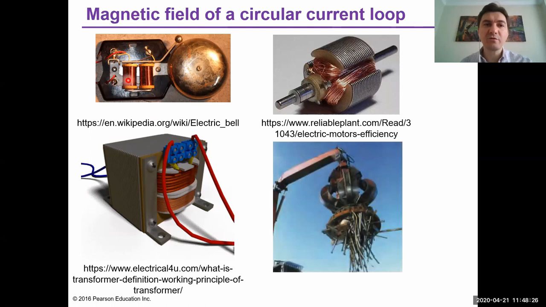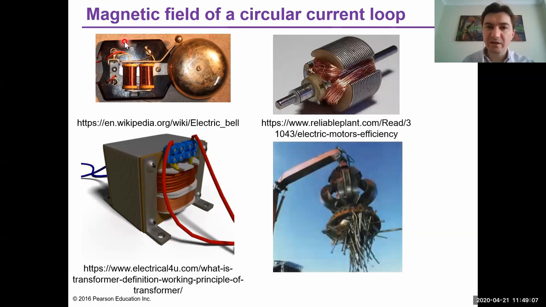Here you see an example of an electric doorbell, the old versions. Here we have many loops. Here there is an electric motor, with many loops. Here we have a transformer, many loops. Here we have a magnetic crane, an electromagnet. You cannot see the loops, but there are many loops here, so you can carry heavy iron or iron-containing particles. So we have many applications of a circular current loop, because they produce a magnetic field.